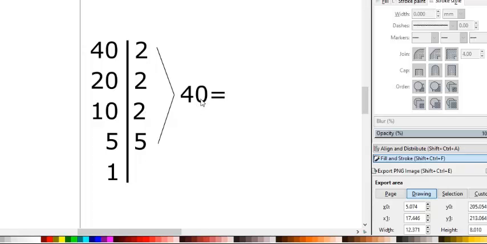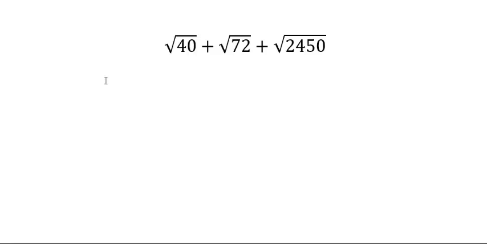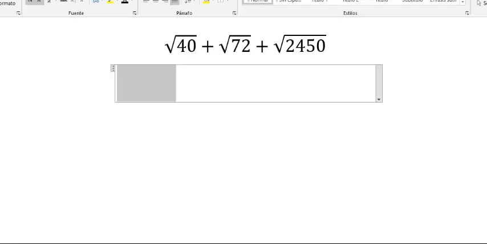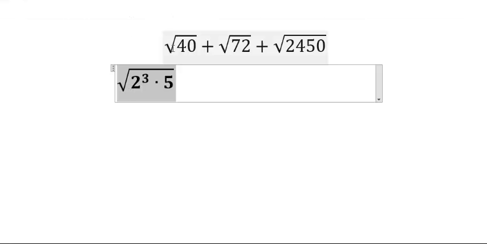Instead of 40, I'm going to put 2. Because I have three number 2's, it's going to be raised to the power of 3. The exponent will be 3 because I have three 2's, times 5. So instead of 40, I'm going to put 2 to the power of 3 times 5.